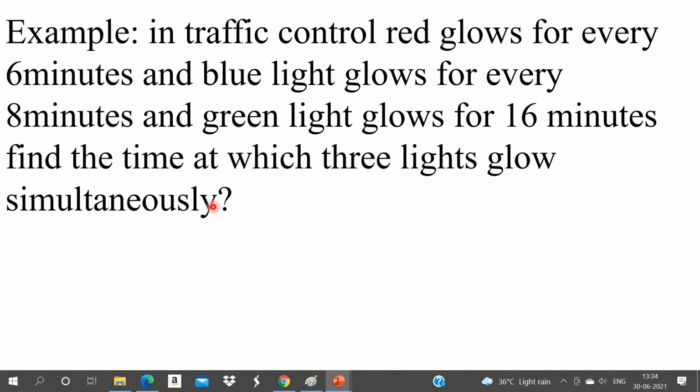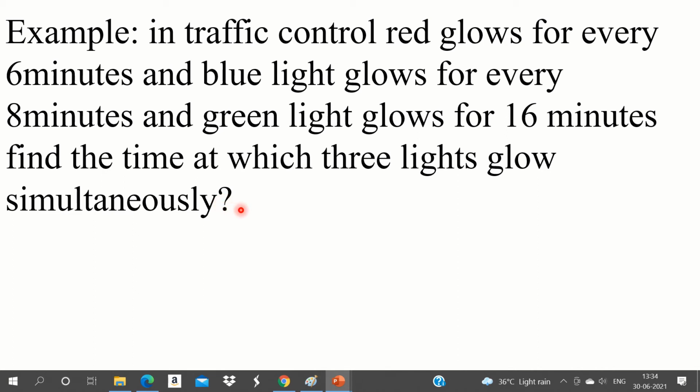In a traffic light control, red glows for every 6 minutes, blue glows for every 8 minutes, green glows for every 16 minutes. I have to write it as every. Find the time at which three lights glow at the same time, not simultaneously, at the same time. I have written it wrong.